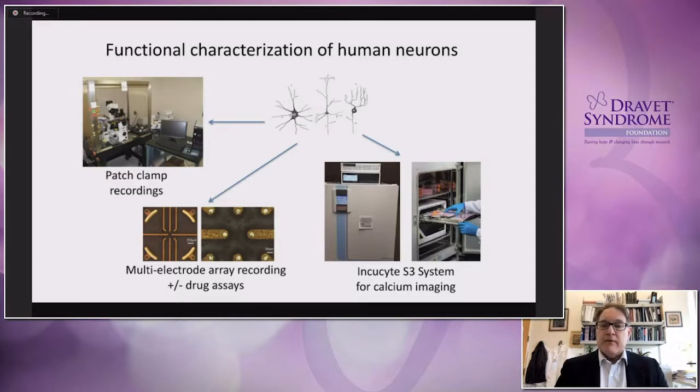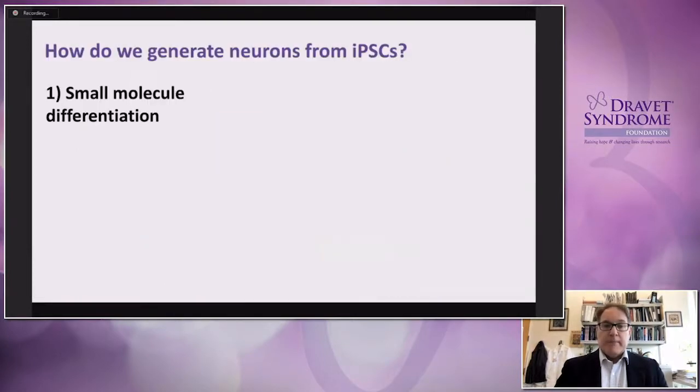And we have a device called the Incucyte that is a microscope that goes right in the incubator, where we culture the cells to keep them at the right temperature and with the right oxygen and carbon dioxide mix. And without having to take them out, we can image them with the microscope, including looking at calcium imaging, which is a marker of neuronal excitability.